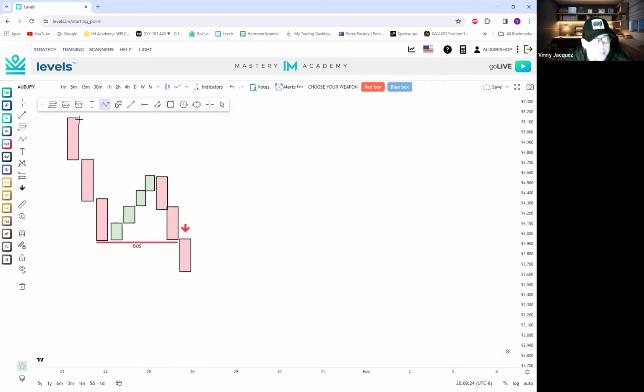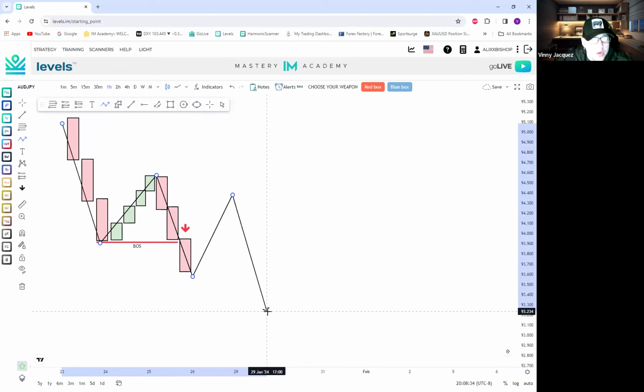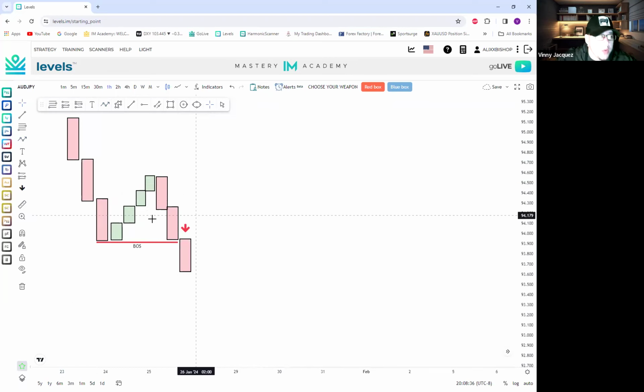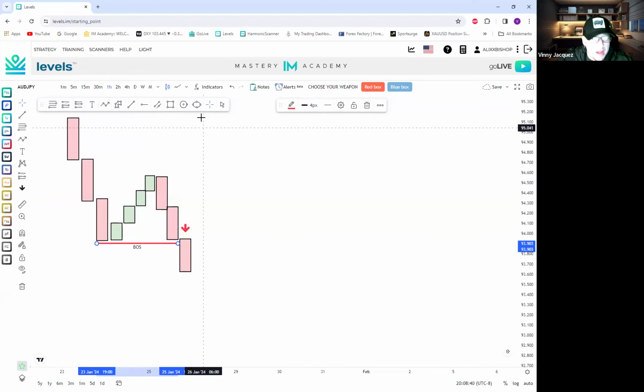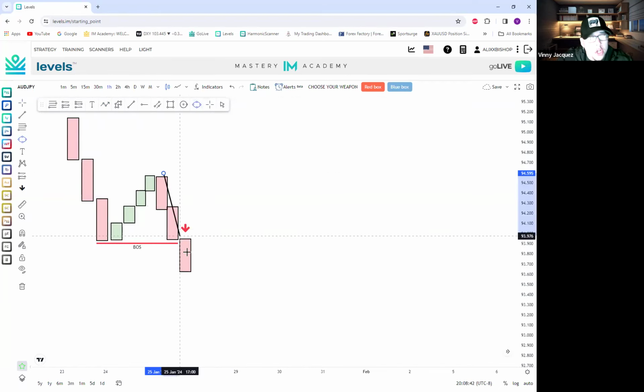So at this point, all we have is lower low, lower high, lower low. We need to capitalize when the market comes back to pick up this order so we can go ahead and ride that wave. Right, so how do we do that? Once we find our BOS, and once Levels helps us find that BOS, we need to find that breakout rally. So when you see a nice breakout rally, guys, that's a good indication. So we can follow that rally back up.